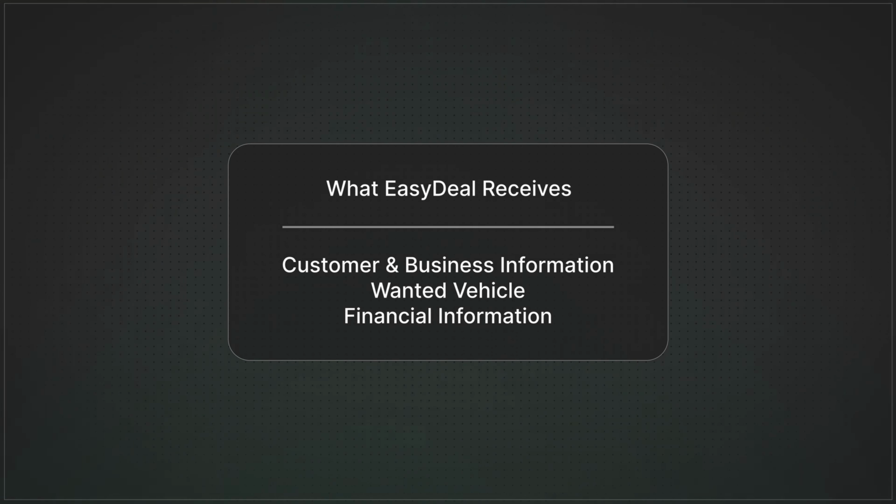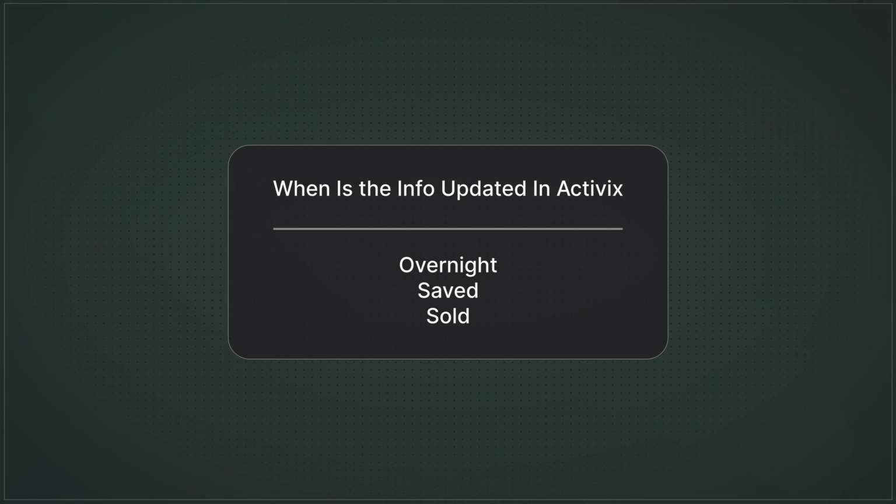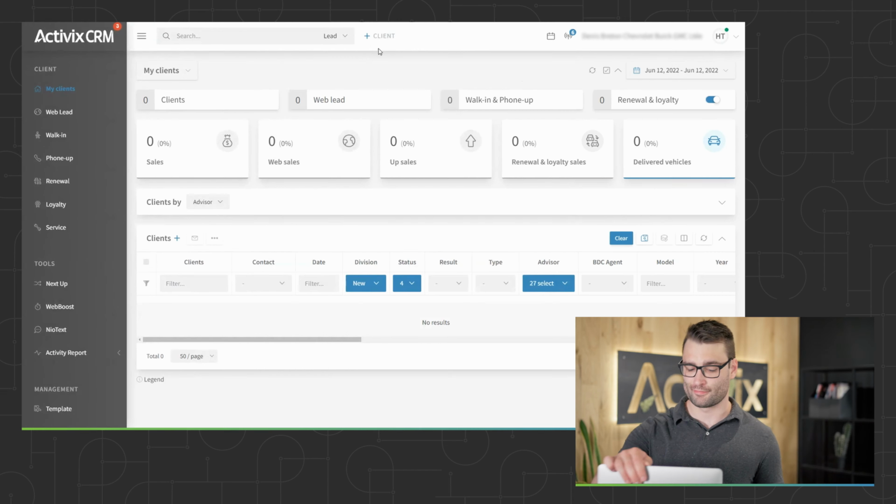EasyDeal will be able to receive from Activix the customer and business information, the wanted vehicle, as well as the financial information. From EasyDeal, we'll then receive all of that information updated either overnight, when the deal is saved, or when the deal is sold. Let's go take a look at how that works.